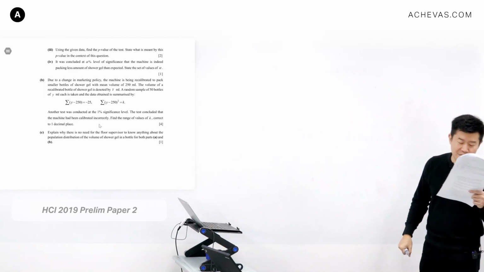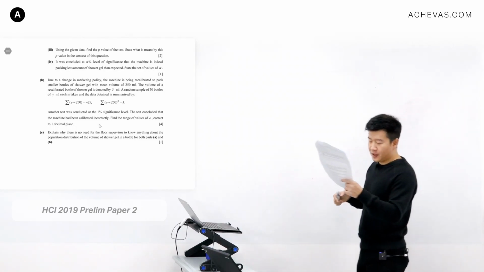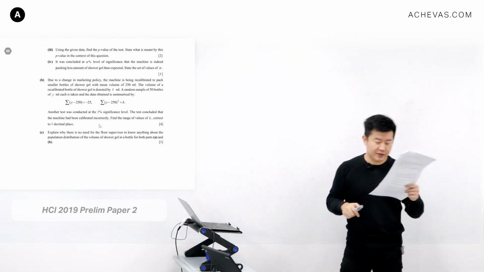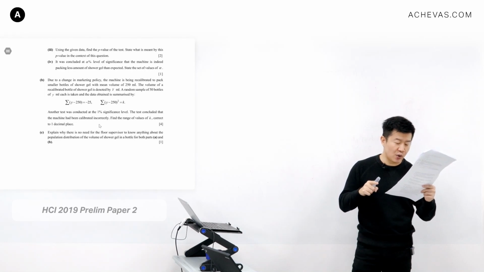And this time we are testing 50 bottles, and we are using the symbol Y. So another test is conducted at 1% level of significance. We want to test. The test concluded that the machine has been calibrated incorrectly.